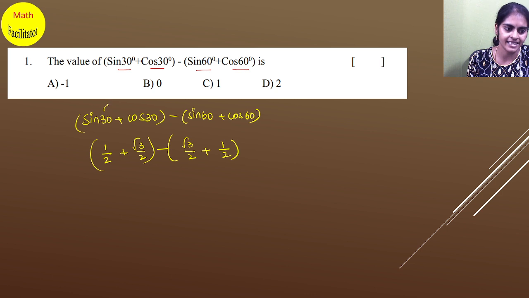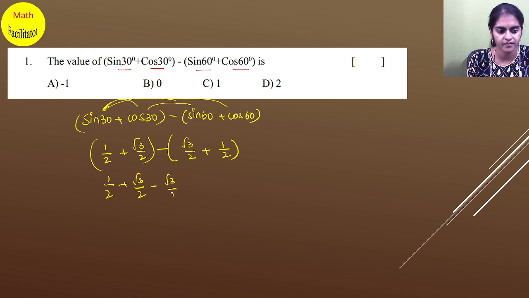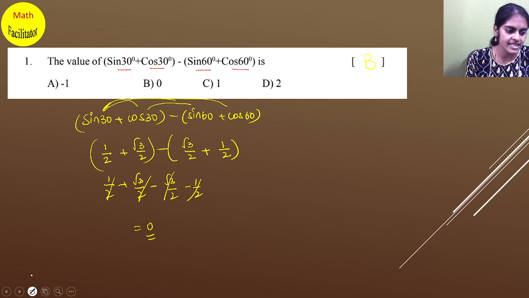See, sine 30 and cos 60, these two are same. Cos 30 and sine 60 are same. So if I just open the bracket, since they are same, 1 by 2, 1 by 2, root 3 by 2, root 3 by 2 gets cancelled. The final answer will be 0. So the final answer is 0.